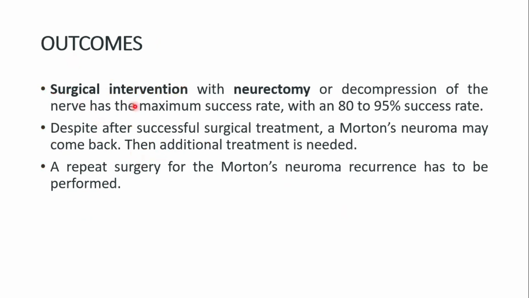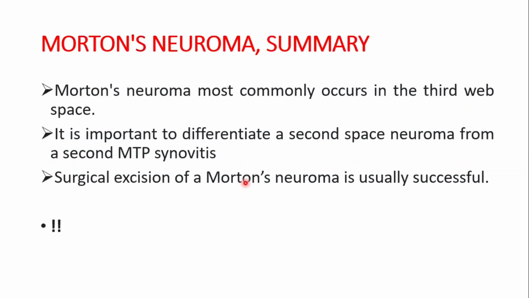So, outcomes of the surgical intervention with neurectomy or decompression of the nerve has a maximum success rate with an 80 to 95% success rate. Despite successful surgical treatment, a Morton's neuroma may come back, then additional treatment is needed. A repeat surgery for the Morton's neuroma recurrence has to be performed.